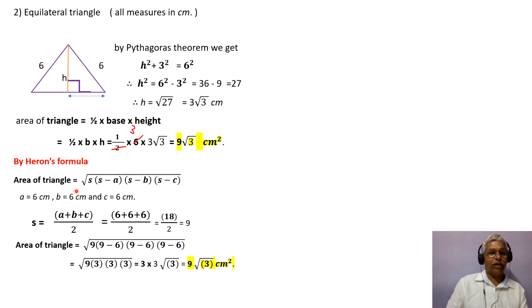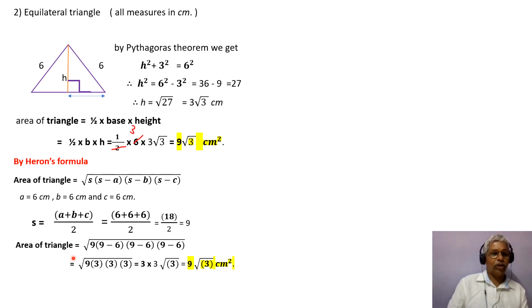So area of triangle is root of s into s minus a into s minus b into s minus c. A is 6, b is 6, c is 6. So s is 6 plus 6 plus 6, that is a plus b plus c, upon 2, which is 18 upon 2, that is 9.